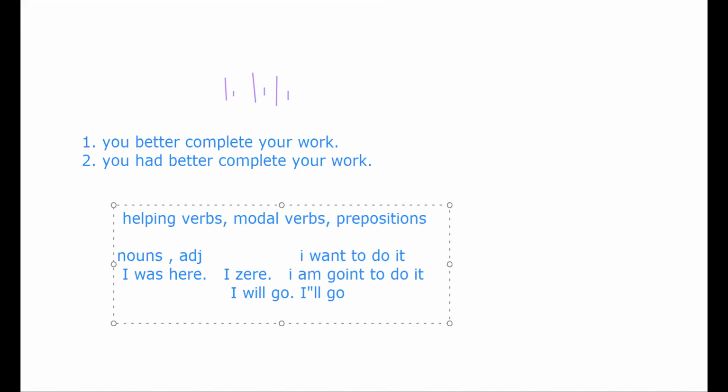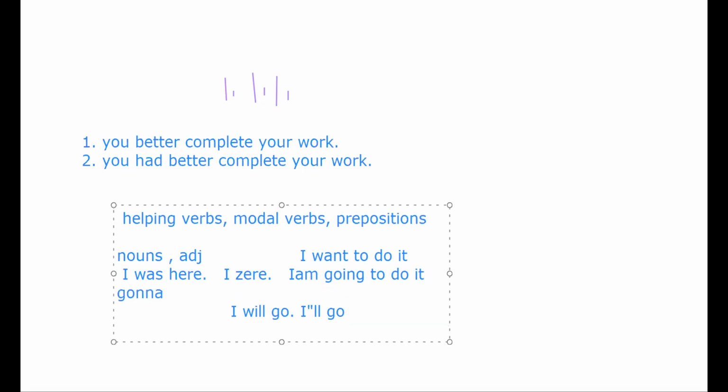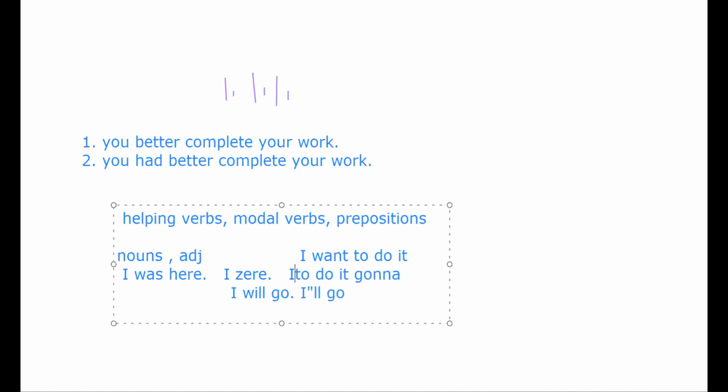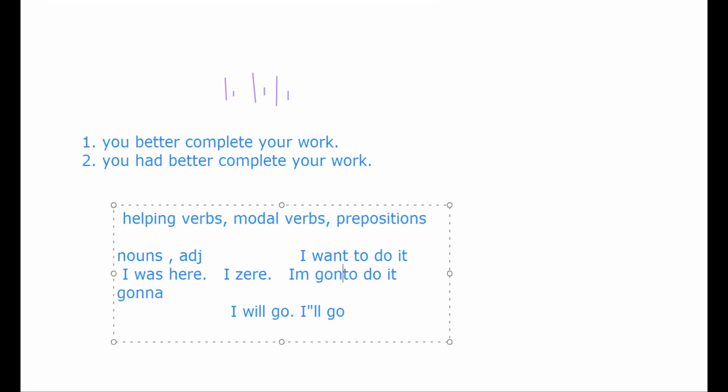Okay, see here. In spoken English, whenever we have this kind of combination, "I am going to," they don't say "going to." In spoken English, nobody says "going to." They say "gonna." So this becomes "I'm gonna do it."